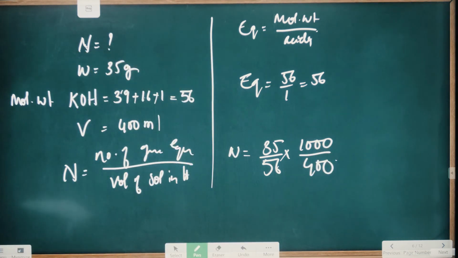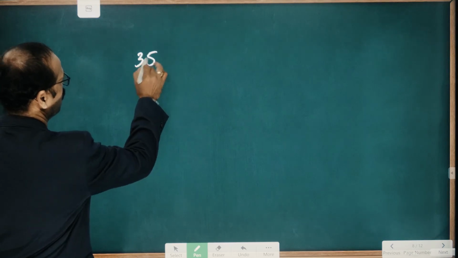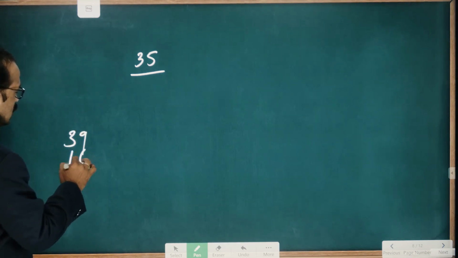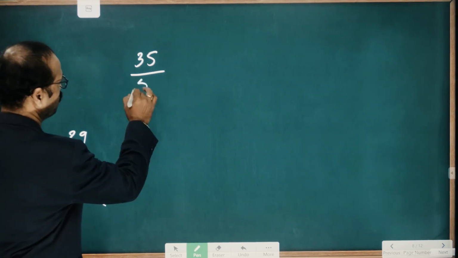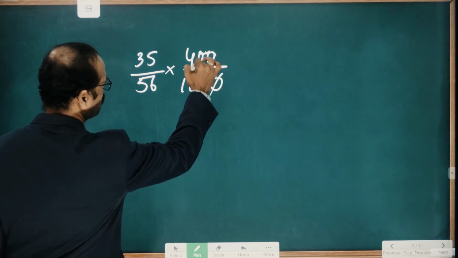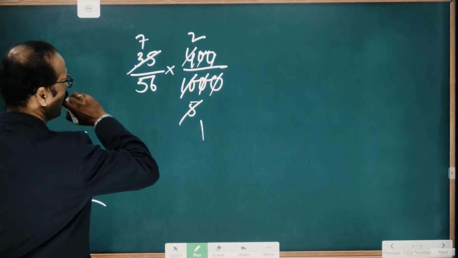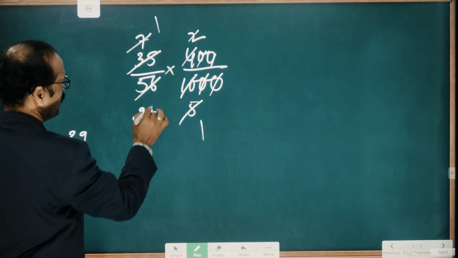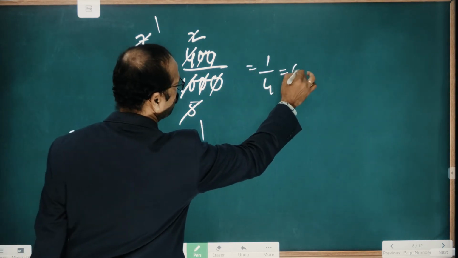So this way you need to calculate, students. Weight is given 35, divided by potassium hydroxide: K is 39, oxygen is 16, hydrogen is 1, so 56, into 1000 by 400. The 2 zeros cancel, 2 5s cancel, 5 7s cancel, 2 fours are 8, 28 cancel, 7 fours are 28, 4s cancel. That's all, students. So 1 by 4 only, that gives 0.25.